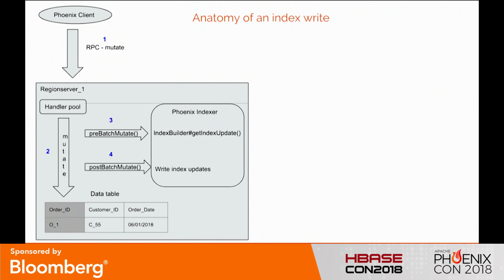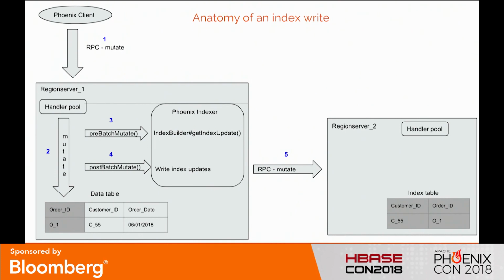So we haven't written the index update yet, but we've generated it and know what mutation we need to do. And then later on, after the data table row has been written, in post-batch mutate, we actually write the index update. So that's when you do that server-to-server RPC. So step 5 here, in this case, my index table happens to be on another region server. I do that cross-region server RPC, and then I mutate the index table that way.